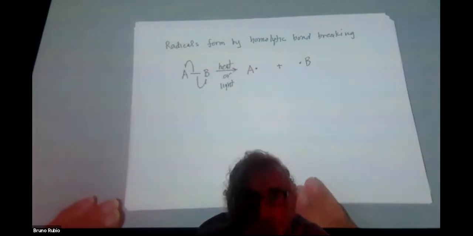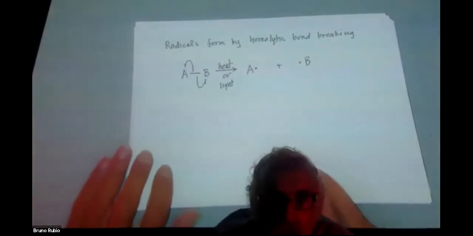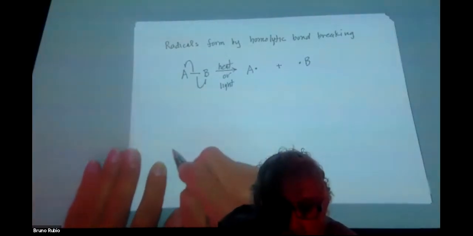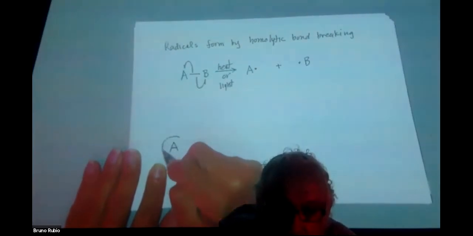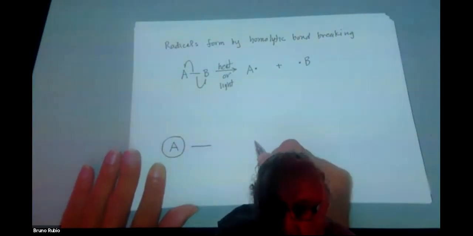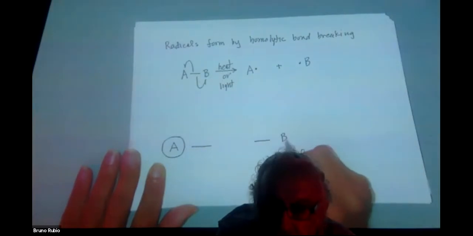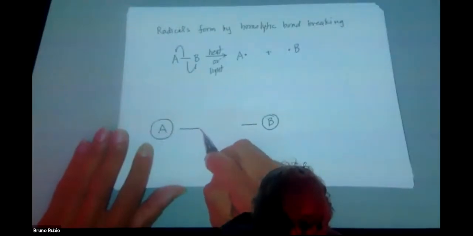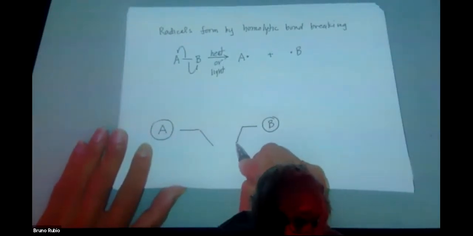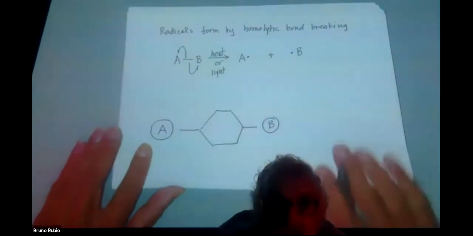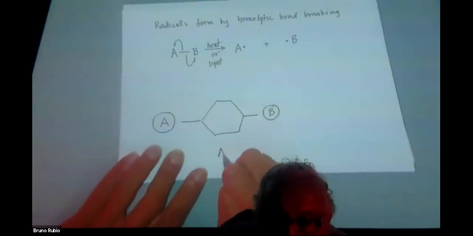An orbital picture of this very same process would be the following. Let's say you have atom A, and here's its electron cloud. And then you have atom B, and here's its electron cloud. And these two got together to form a bonding sigma and an anti-bonding sigma molecular orbital.